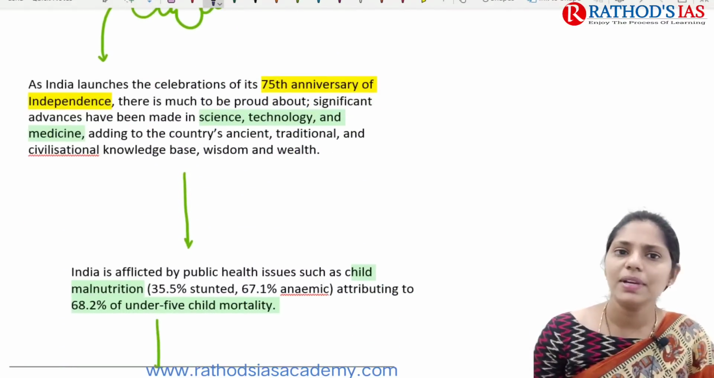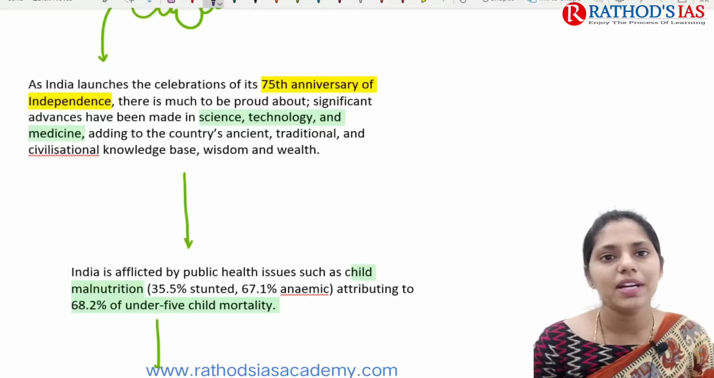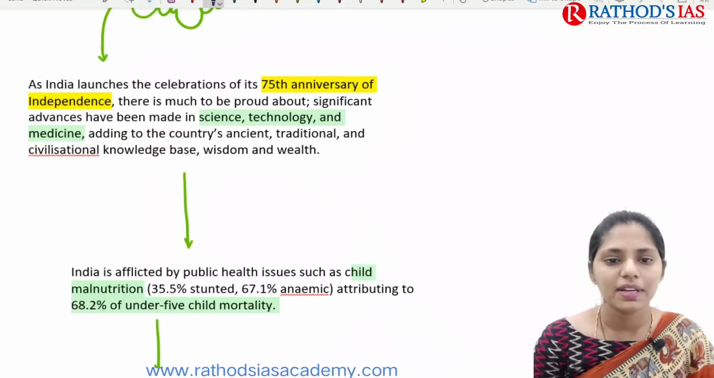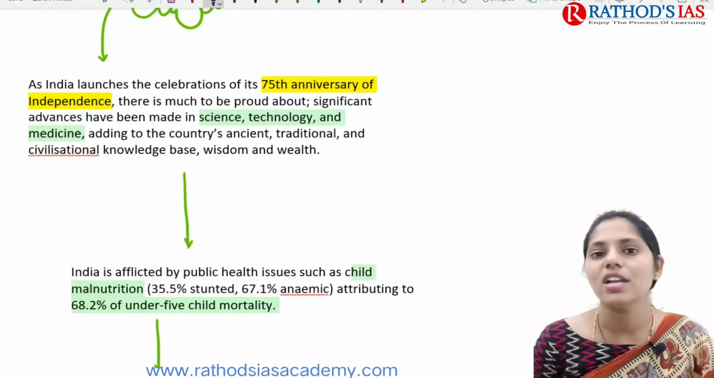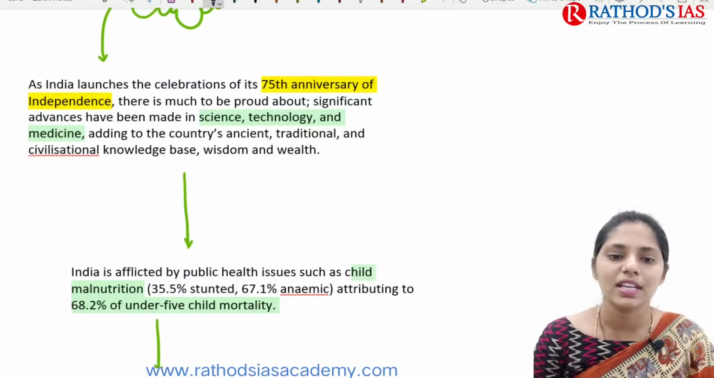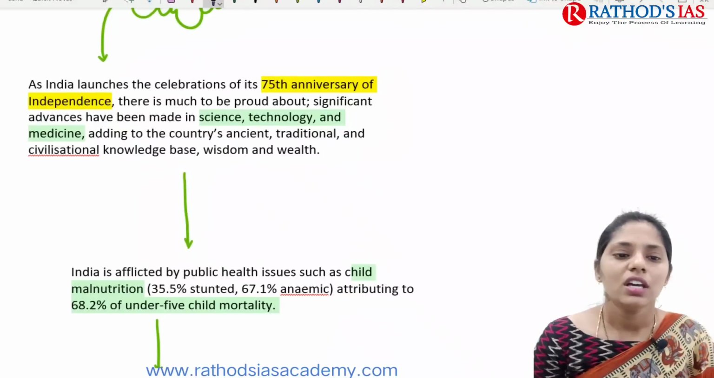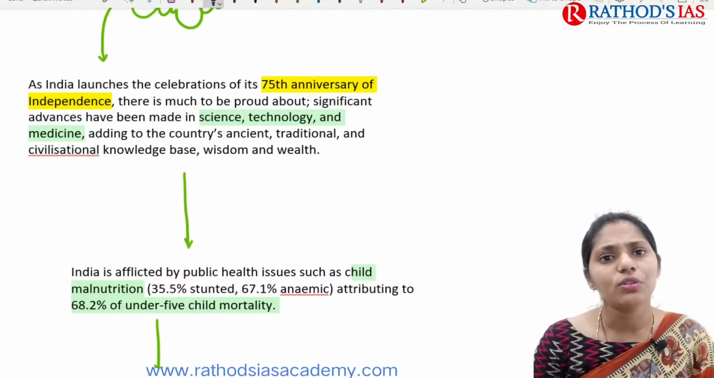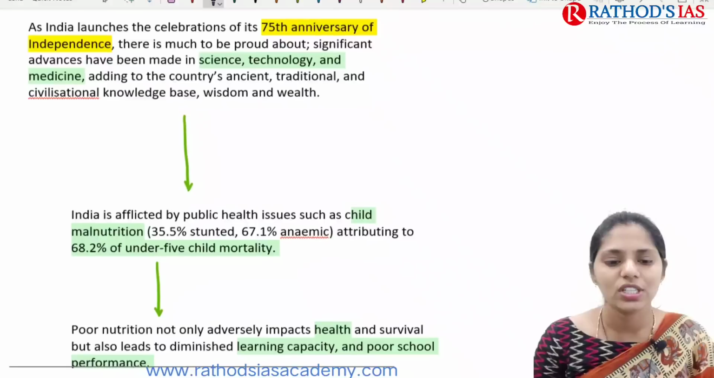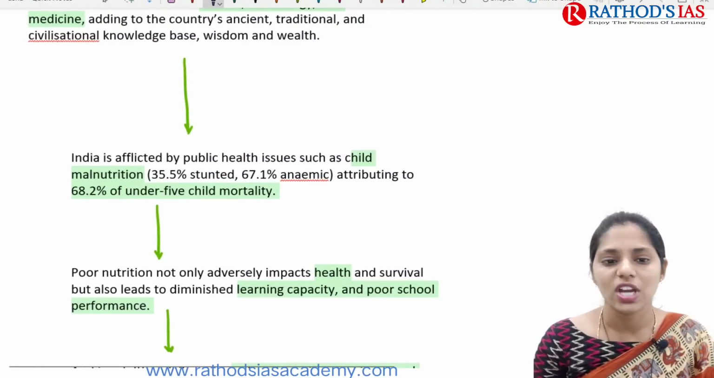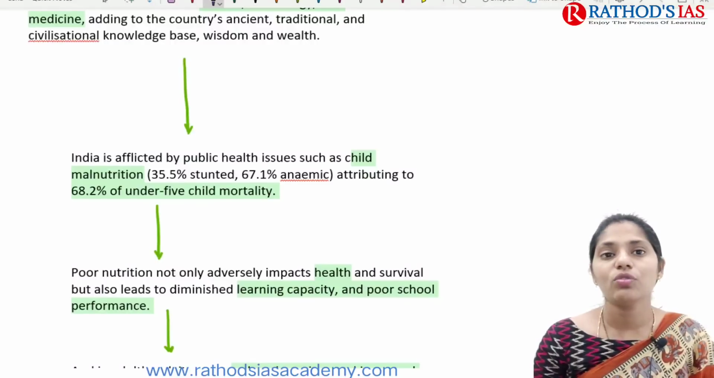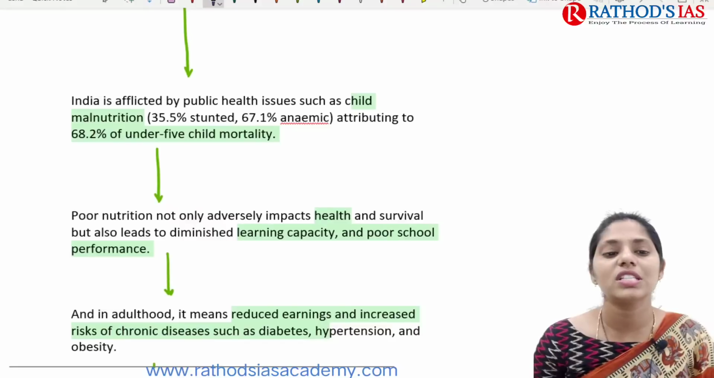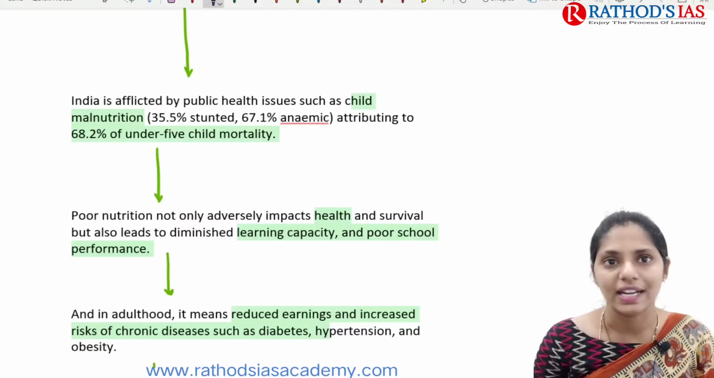And if you see here, author mainly says that yes, we are going to celebrate 75 years of independence, and in this 75 years, yes, we got much significant advances in science, technology, medicine, etc. And here one important thing that we are missing is we are not focusing on nutrition, and child malnutrition is very much high. About 35.5% of children, they are stunted, and 67.1% of people, they have been anemic. Okay, so it mainly contributes to the 68% of this under 5 mortality.